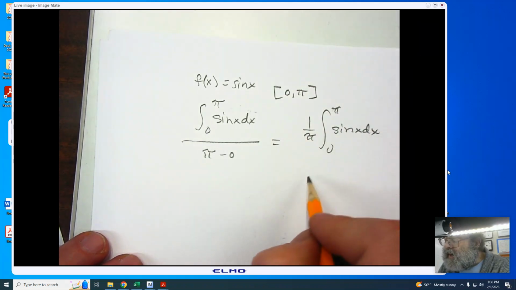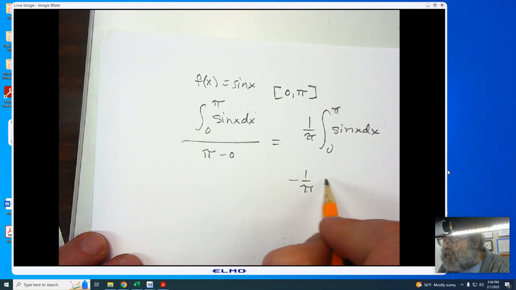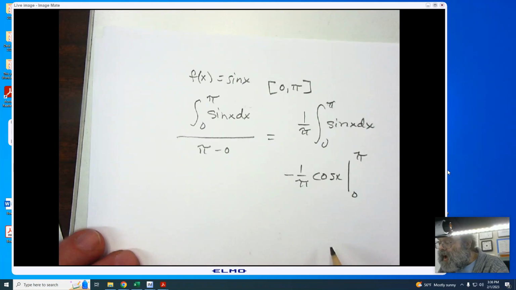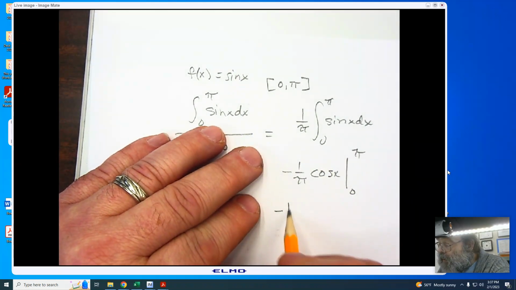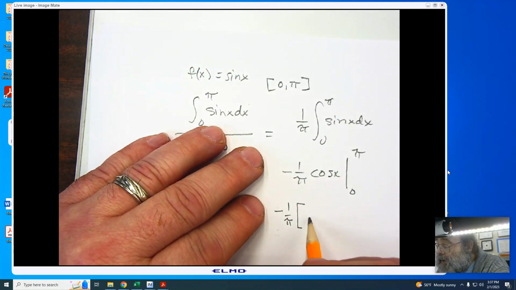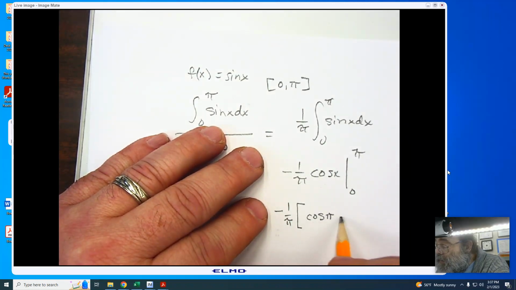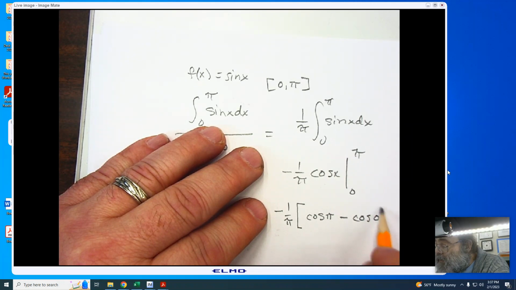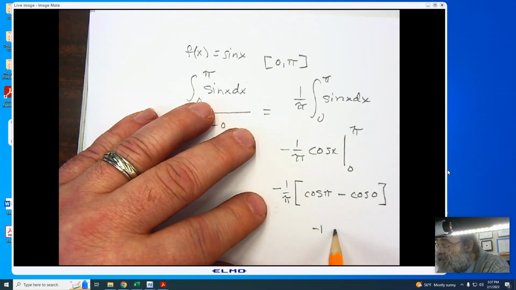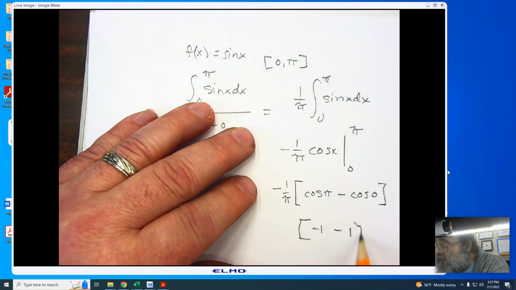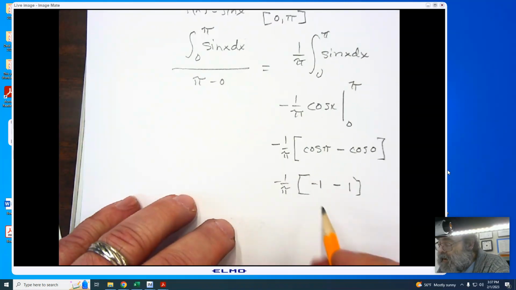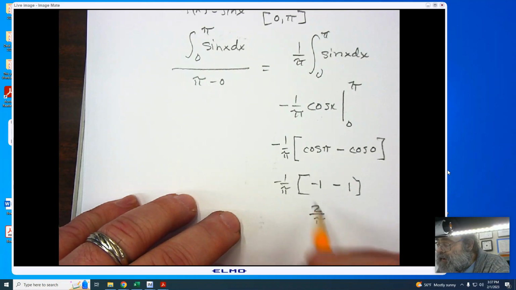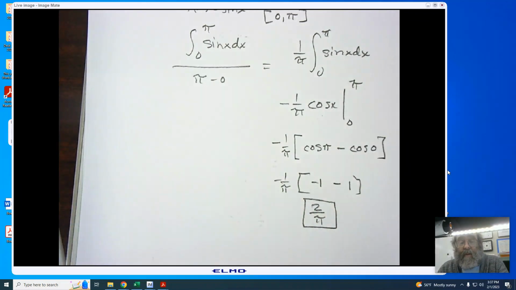And we know that this is going to give me a negative cosine from our rules from 0 to pi. And now when I put this in, I'm putting in pi. That's giving me negative 1 over pi cosine of pi minus the cosine of 0. And we know that this is negative 1 minus 1 for negative 2. And we have negative 1 over pi. So I'm looking at 2 over pi. And that's my answer to number 5.